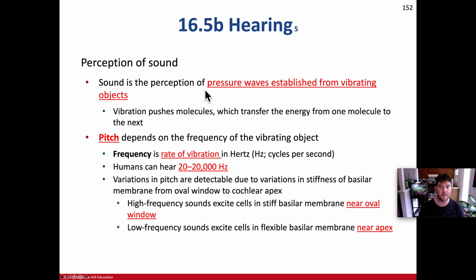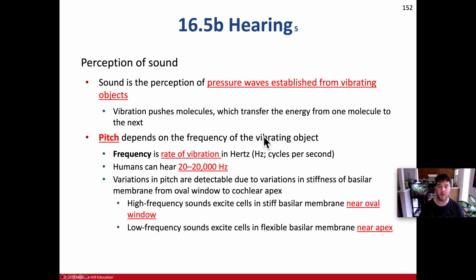So perception of sound is done by the pressure waves established from vibrating objects. The vibration pushes molecules, which transfer the energy from one molecule to the next. So again, it's just moving the energy of vibration in the air into vibration of the fluids, which then turns it into this electrochemical signal. All right, different things that we can detect.